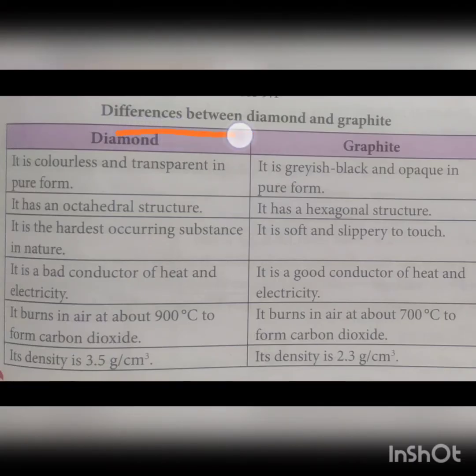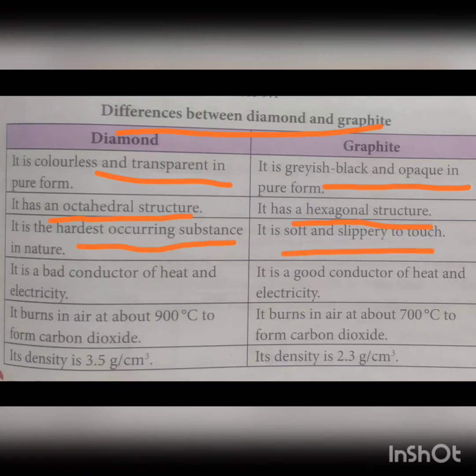Differences between diamond and graphite. Diamond is colorless and transparent in pure form. Graphite is grayish black and opaque in pure form. Diamond has an octahedral structure. Graphite has a hexagonal structure. Diamond is the hardest occurring substance in nature. Graphite is soft and slippery to touch.